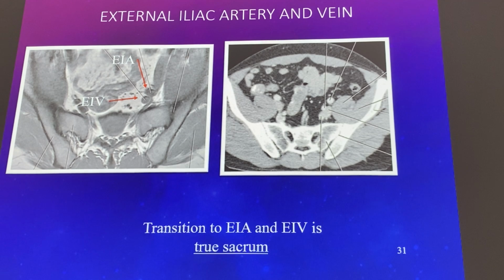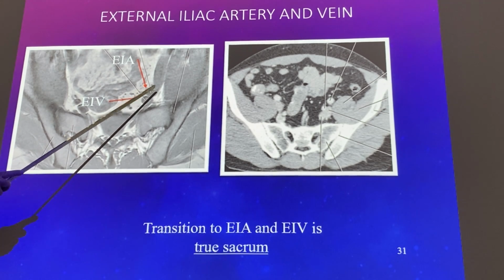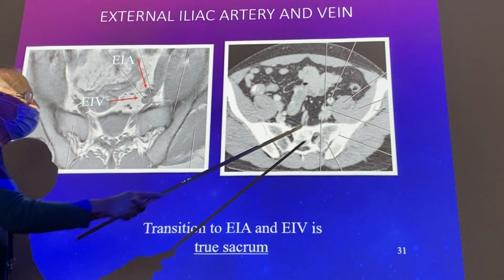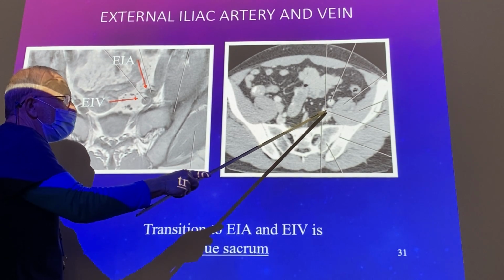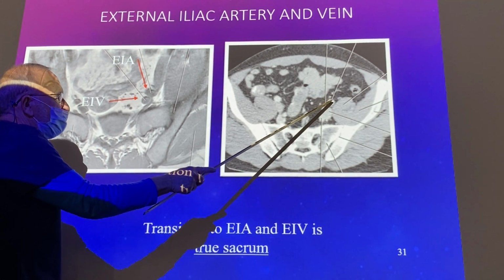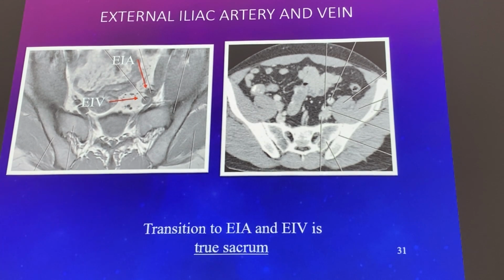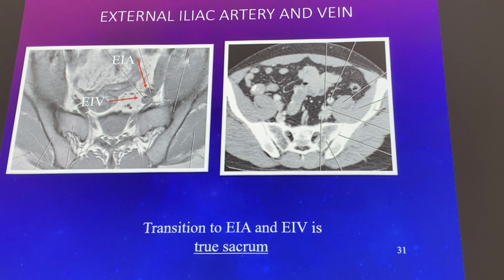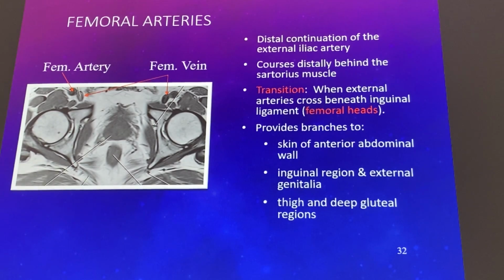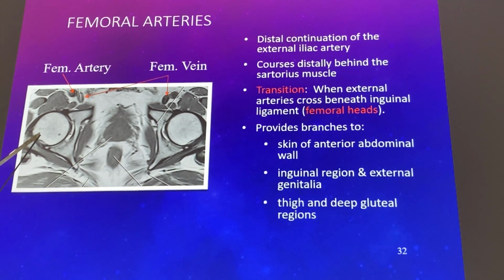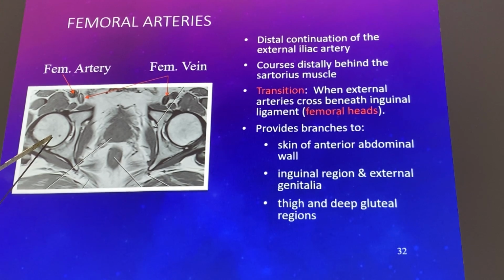External iliac vein, larger in diameter over here, and more anterior, external iliac artery. External iliac vein here, smaller, external iliac artery. These aren't the best images, but you see that transition of the external iliac artery and vein right near the area of the true pelvis. Once again, another example. We can't see the inguinal ligament, so that transition, from our standpoint, is once we see femoral heads, we're going to assume the transition is complete.